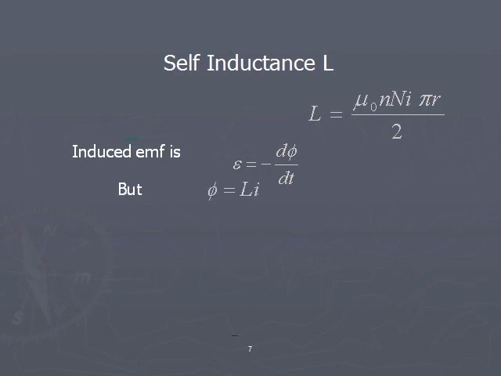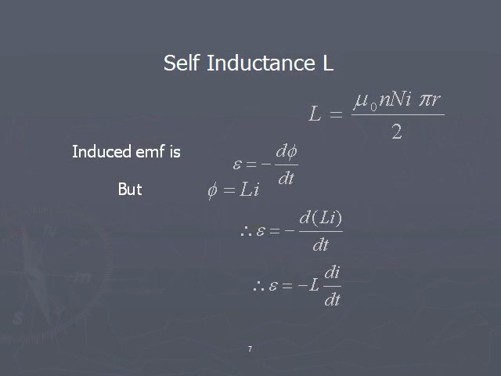Taking phi as Li, we will get this relation as minus d by dt of Li. Therefore, E is equal to minus L di by dt. This is the relation that can be used for determining the induced EMF in the coil. Now, let us pass on to define the self-inductance.